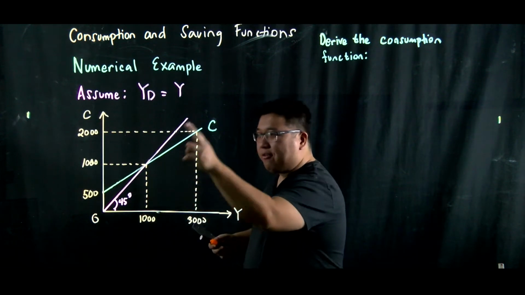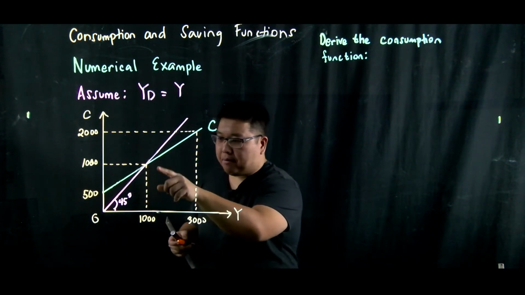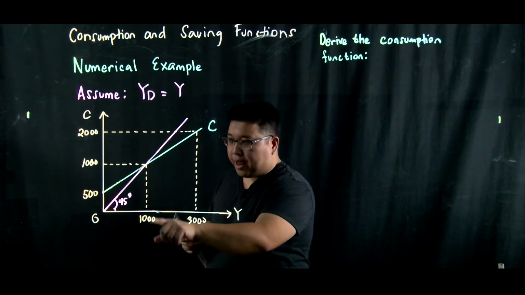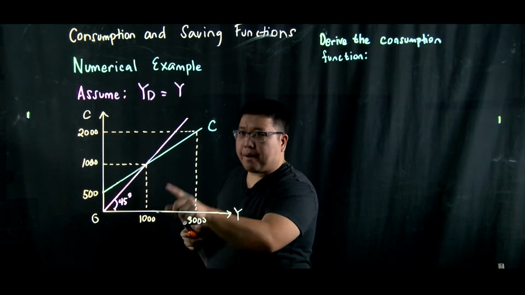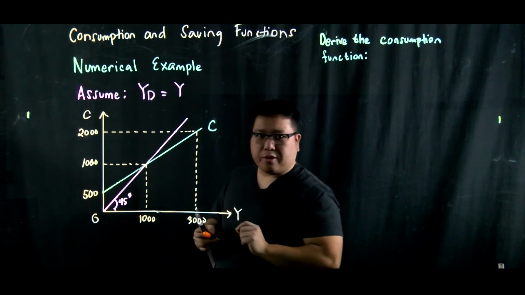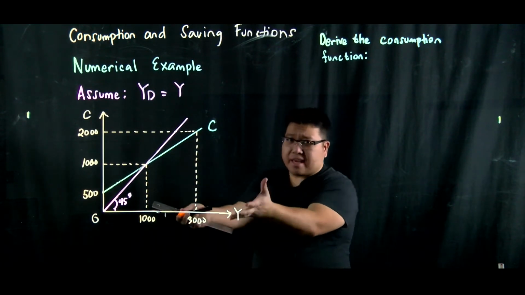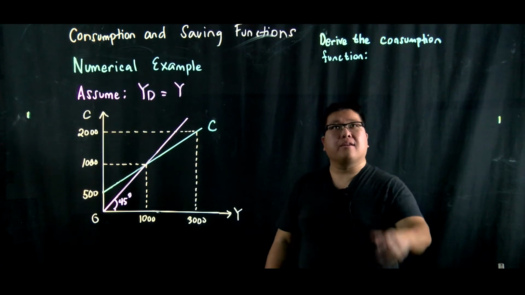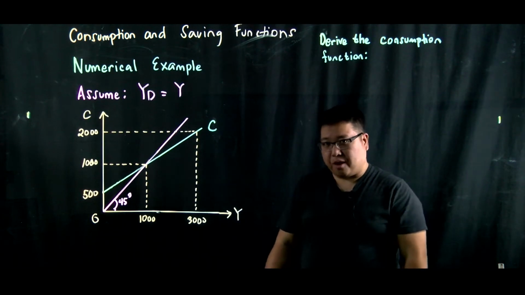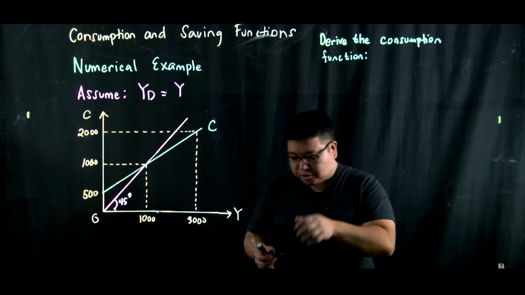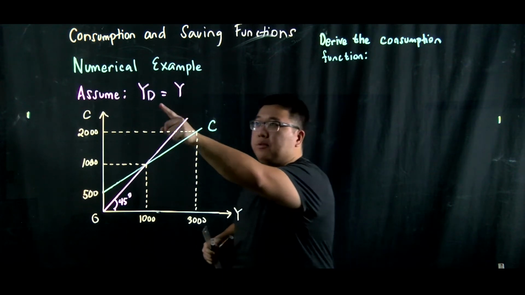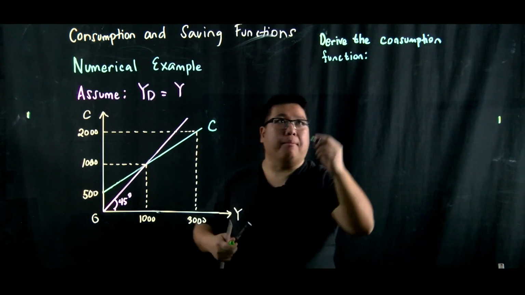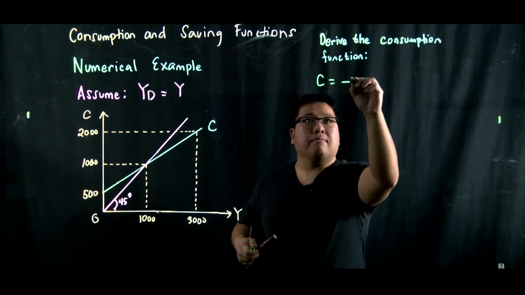You have the 45-degree line and the amount of consumption and national income, where the 45-degree line intersects the consumption function. So we're given this, and we're asked to derive the consumption function. Well, let us first recall what the consumption function looks like. Let's assume that disposable income equals national income. So it should look like this.